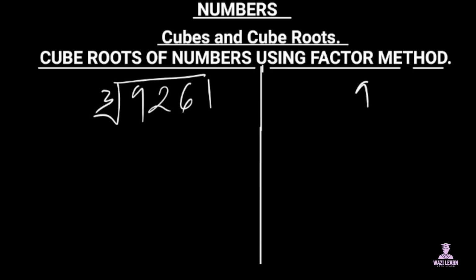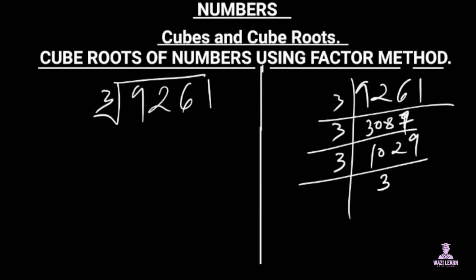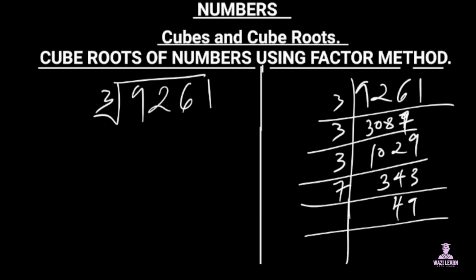So you'll write 9,261 divided by 3. You'll get 3,087. Divide by 3 again, you'll get 1,029. Divide by 3, you will get 343. And then now here you divide by 7. It cannot be divided by 3 anymore. You will get a remainder. You get 49. 7 again, you get 7, and then 7 divided by 7, you get 1.